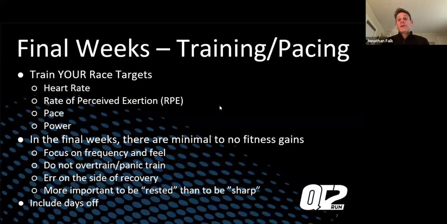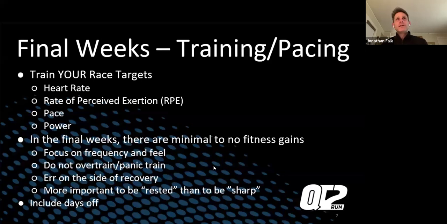You want to focus on frequency and feel. As I said, you don't want to overtrain or panic train, thinking I just need another long run or to add a little bit more miles. Really, the preparation for any marathon, but certainly for Boston, is the totality of your training that's going to prepare you for race day. It's not any one given workout that's going to significantly improve what you're able to put out on race morning.